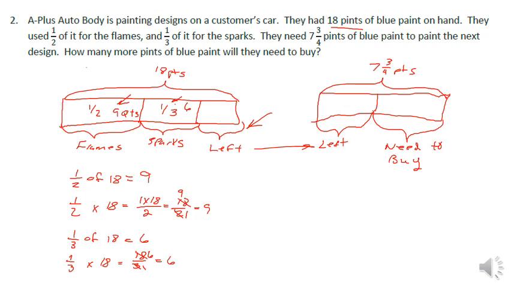Now I know the total of these has to be 18. So I have 18 minus 9 minus 6. That's going to tell me what is left. So 18 minus 9 is 9, minus 6 equals 3. So we have 3 quarts left. So I'm going to transfer that over to here now, 3 quarts. Now it says they need 7 3/4 quarts, and they have 3 quarts, so we can see we're going to need 4 3/4 quarts.